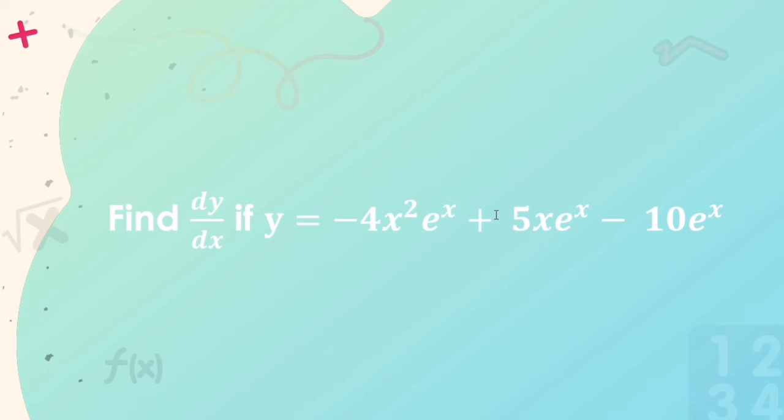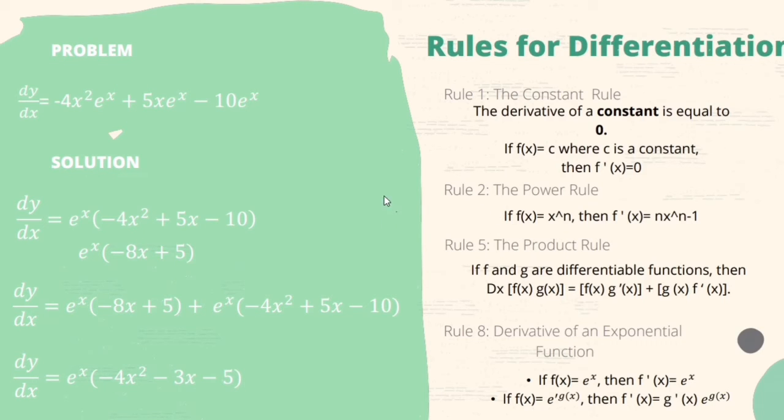That is to find the derivative of negative 4x squared e to the x plus 5x e to the x minus 10 e to the x. And here beside the problem and solution, we have the various rules of differentiation, and here we'll keep track of these in finding the derivative. As we go through the solution, we'll refer to these in order to explain why things become the way they are. So let's get started.